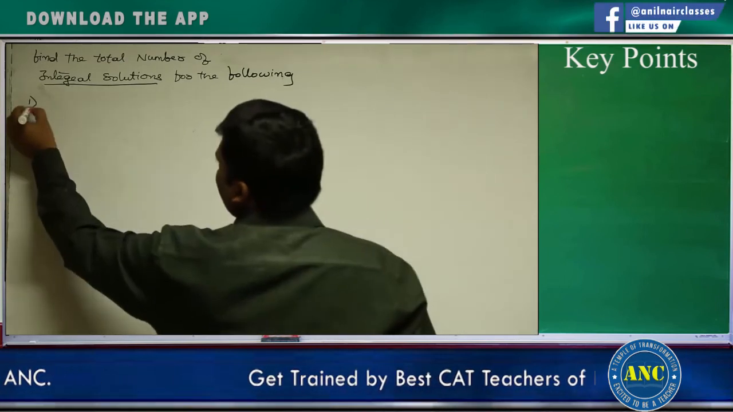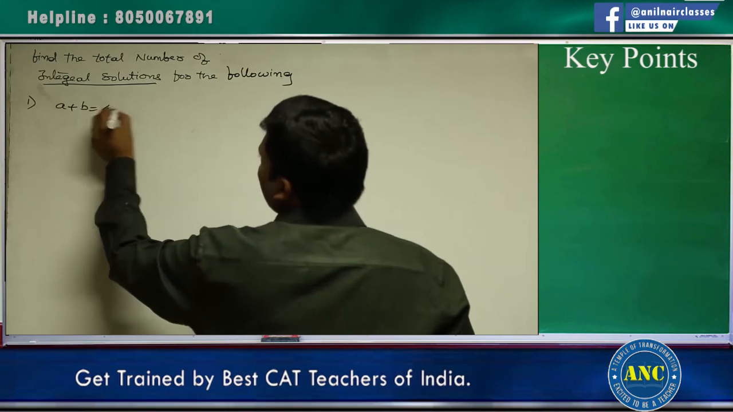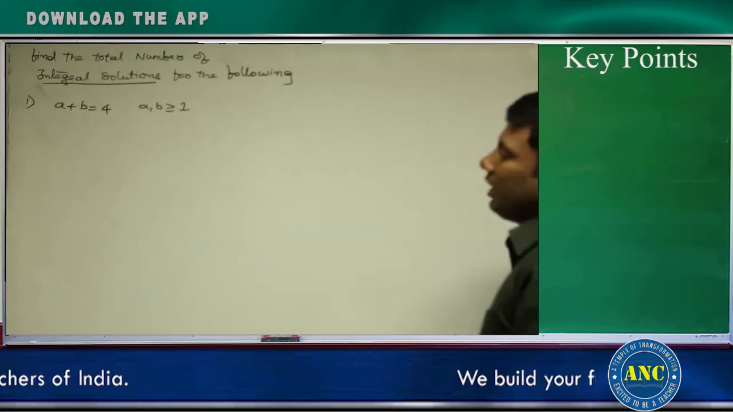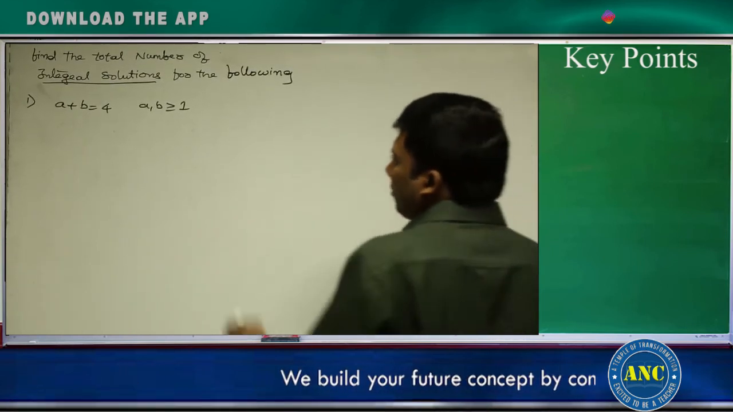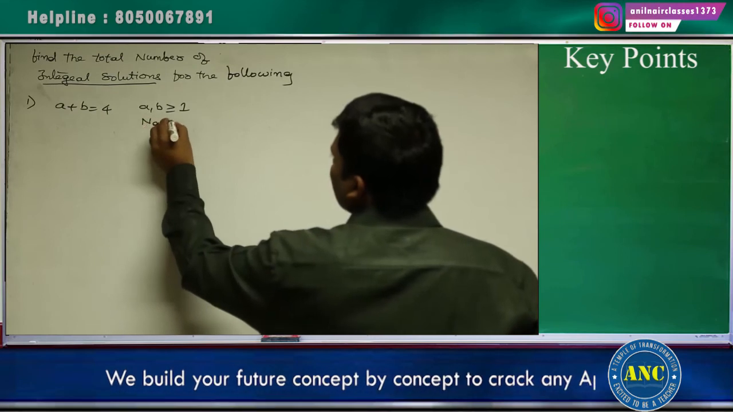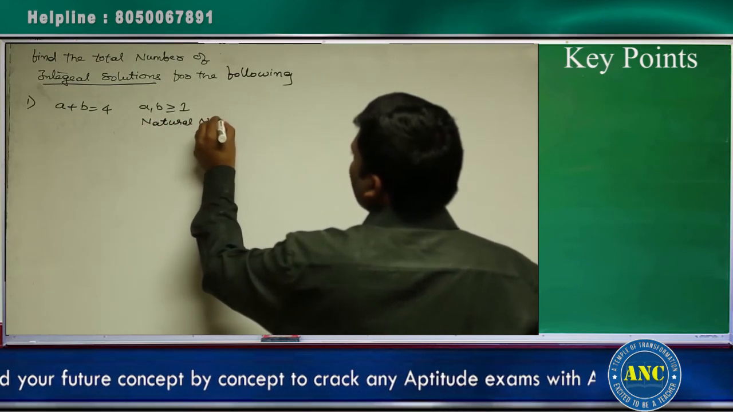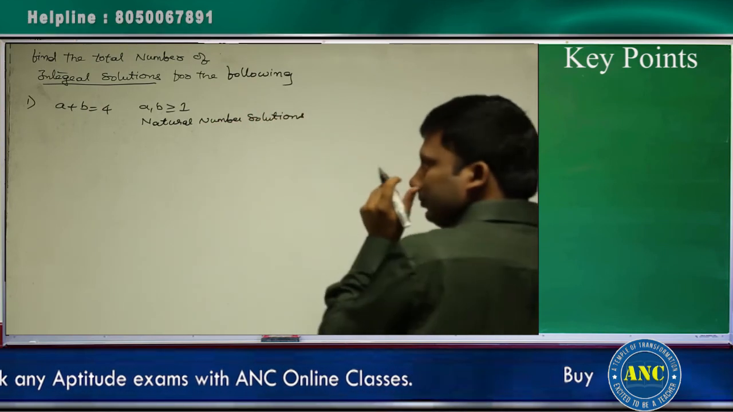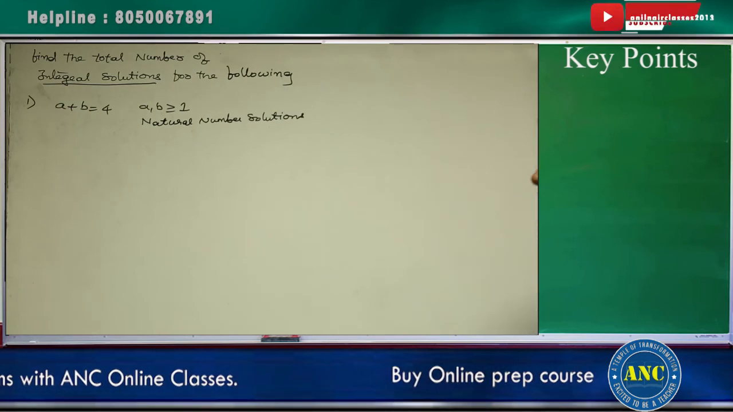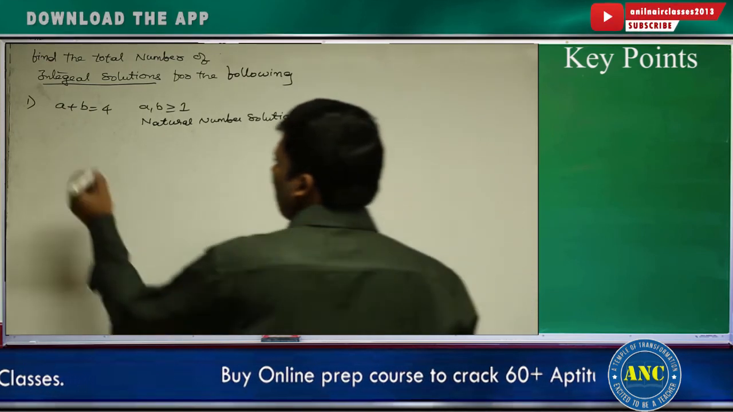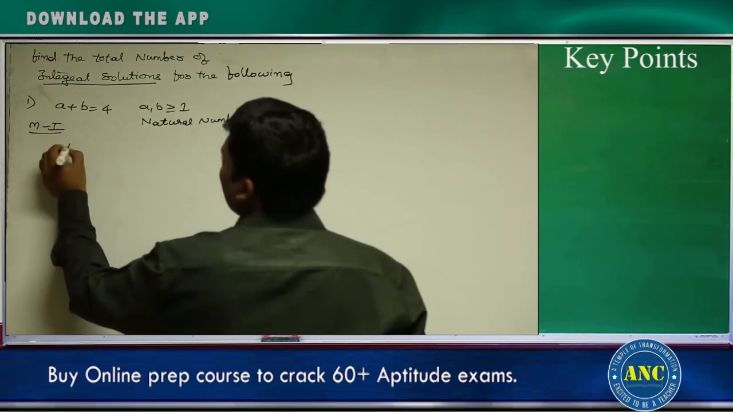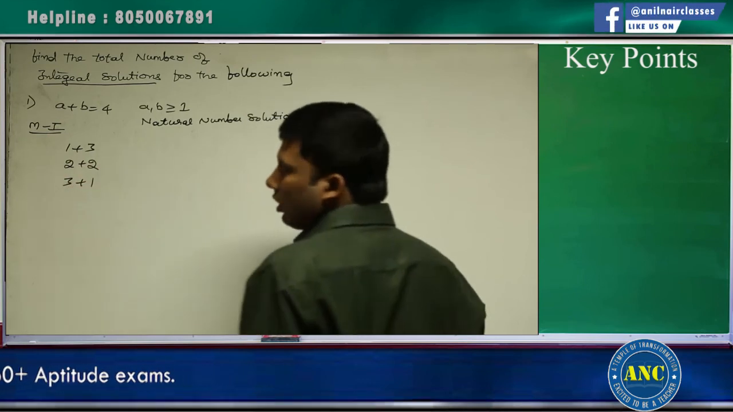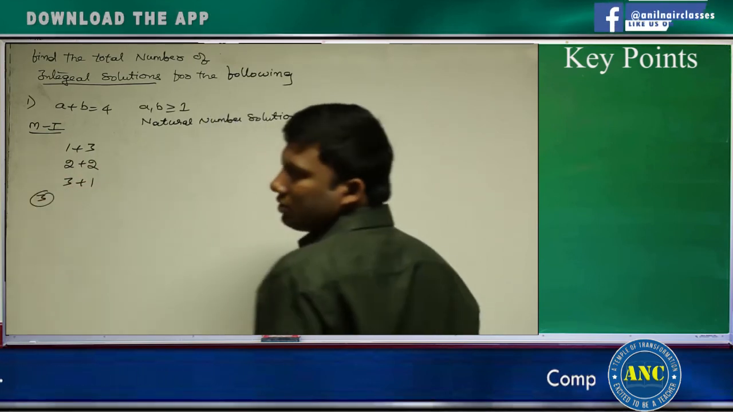First question, a plus b equivalent to 4, a and b greater than or equivalent to 1. When I say that a and b are greater than or equivalent to 1, I am actually finding the natural number solutions. Now see here, one method to solve: a plus b equivalent to 4. 1 plus 3, 4. 2 plus 2, 4. 3 plus 1, 4. Total how many ways? 3 natural number solutions.